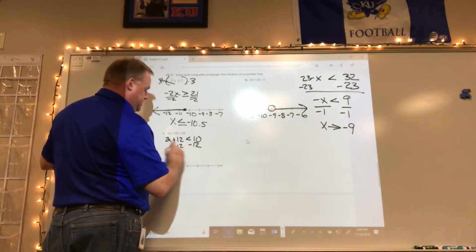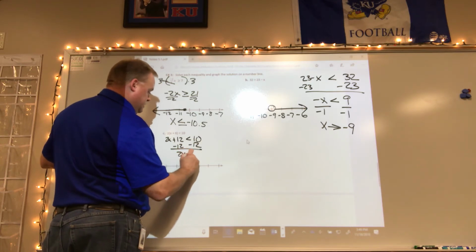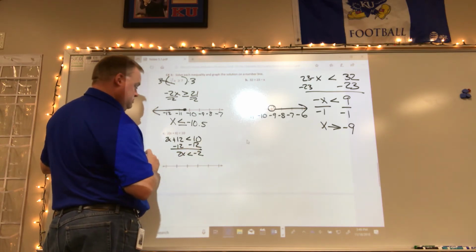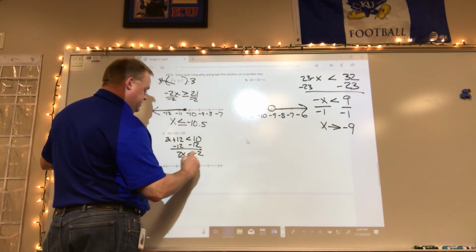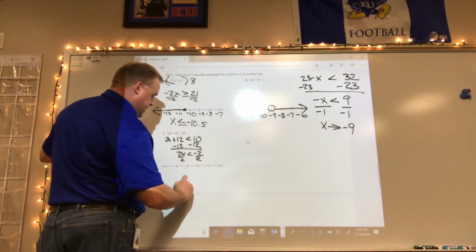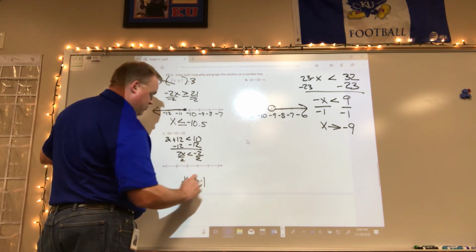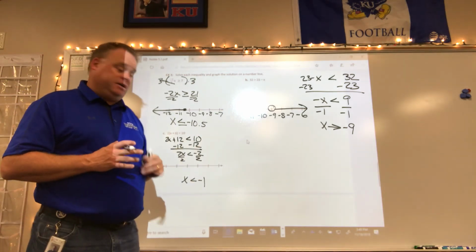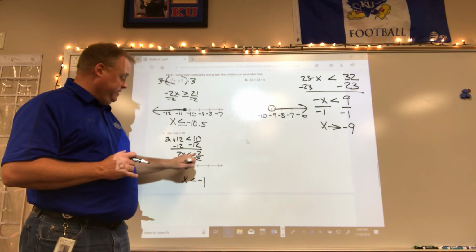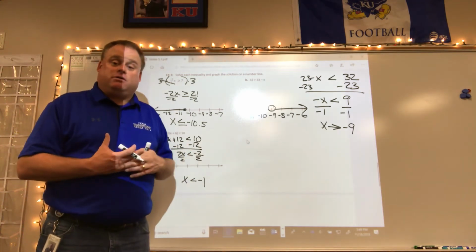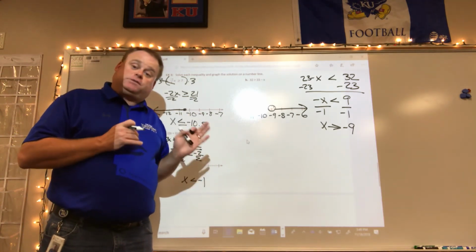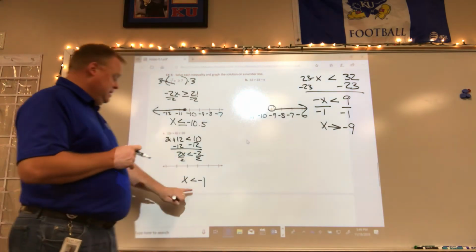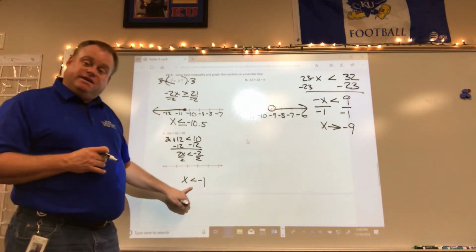Subtract 12 from both sides. 2x less than negative 2. Divide by 2, and x is less than negative 1. Now notice, I did not flip the inequality again because I divided by a positive. Even though my answer is negative, that doesn't matter. It's only divide or multiply by a negative across it. So x is less than negative 1.